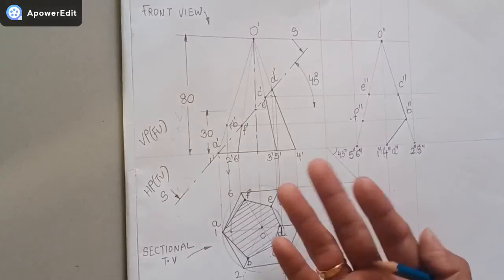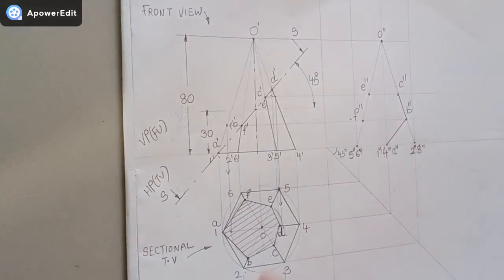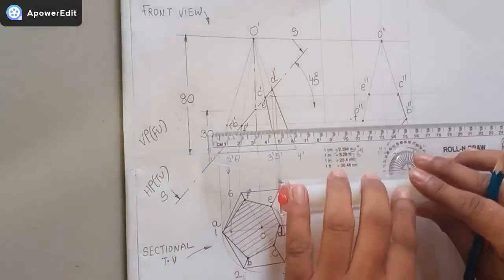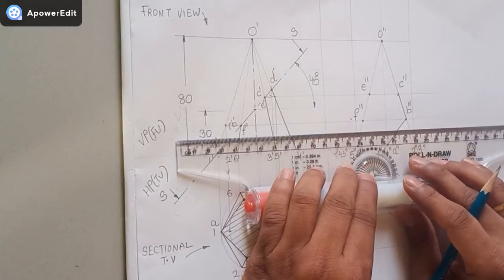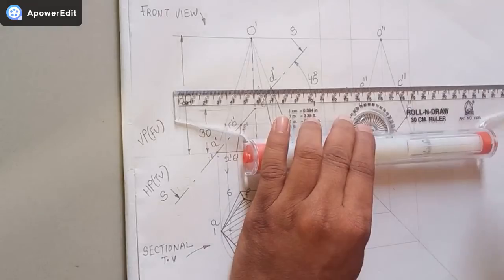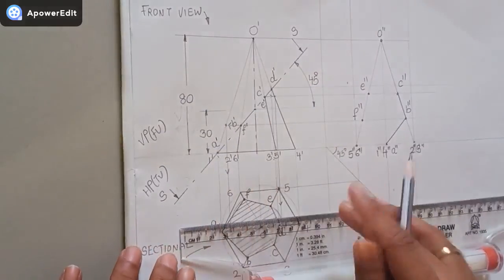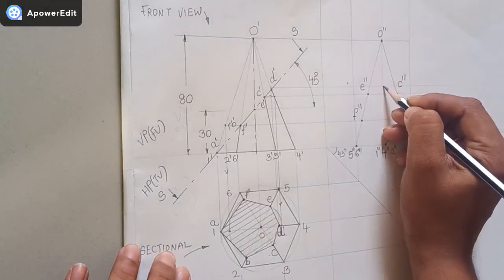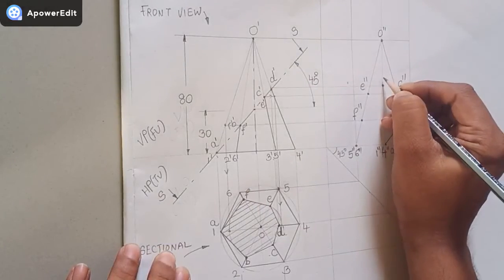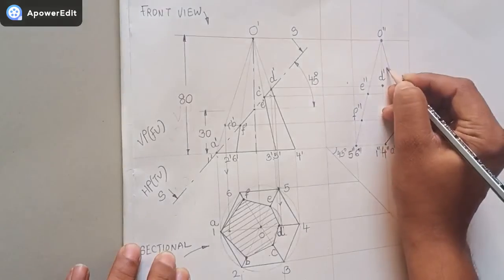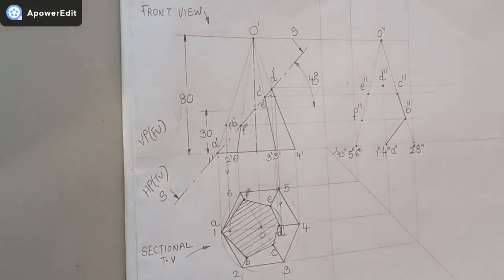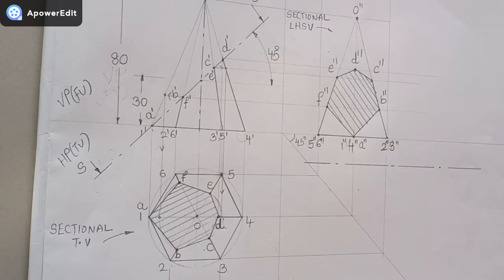Actually the axis is behind this, but we should not show the axis line. So directly I have to project this D dash point, and on that line exactly in middle I will get the point D double dash. Now I have to join the points and get the sectional left hand side view.